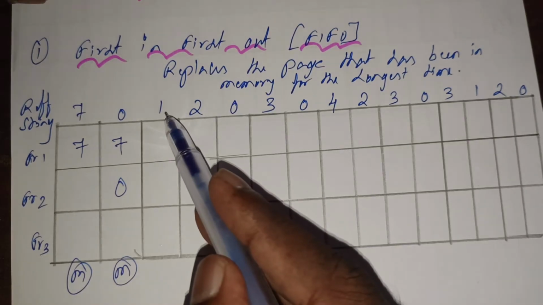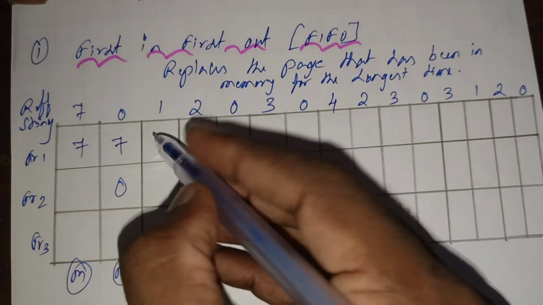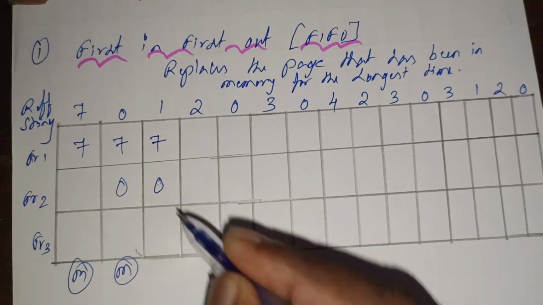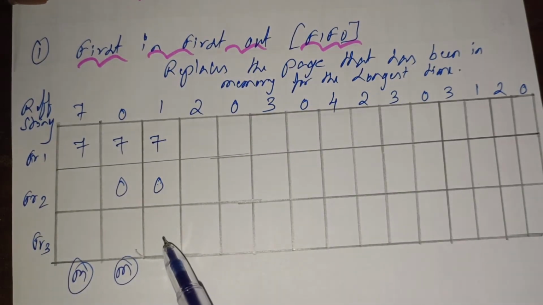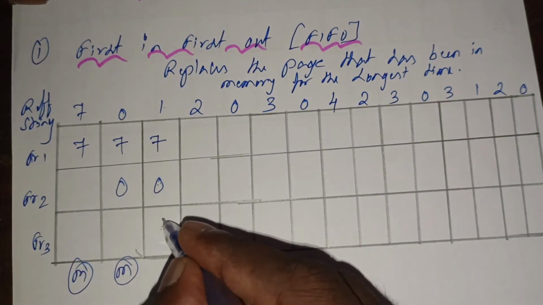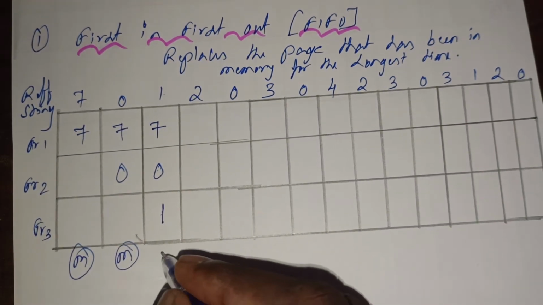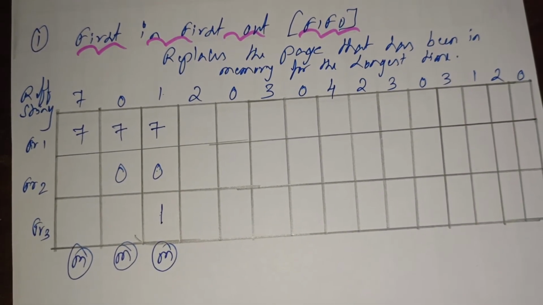The third request made by the CPU is 1. 7 is already there, 0 is already there, so only one frame is empty here, and 1 is brought into that frame. Now this is also a miss, right?